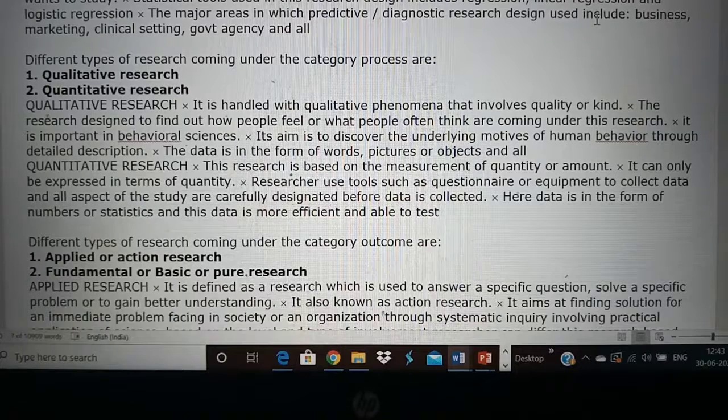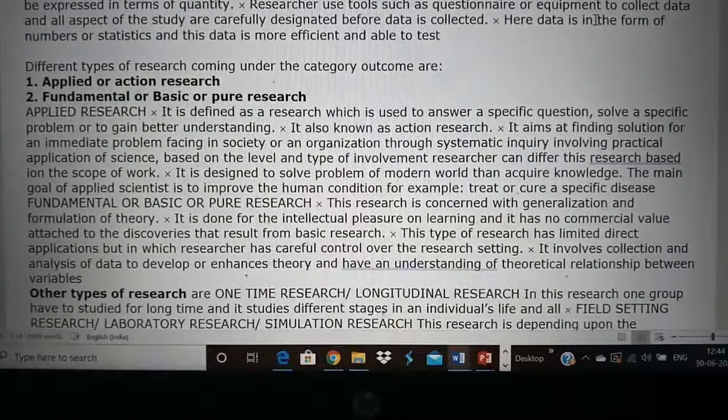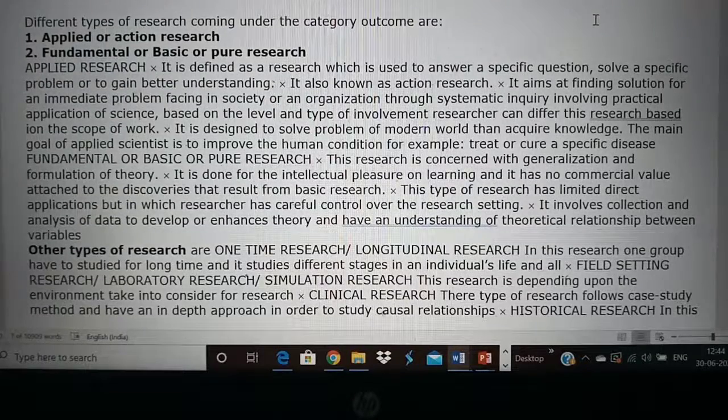The next type of research or classification of research is based on the outcome, that is, what is the result of the research. So the first thing is applied research. Applied research means there is a particular question or a problem and you are trying to find the solution. So usually it is during the job you find that there are particular problems.